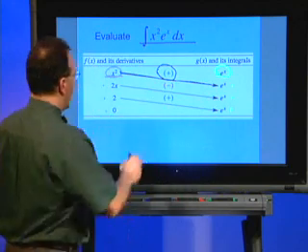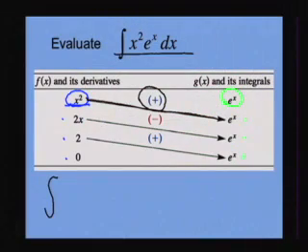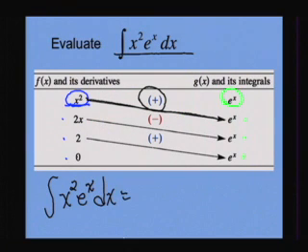So let me show you that. We have the integral of x squared e to the x dx. And that's going to be equal to taking x squared times e to the x, x squared e to the x.